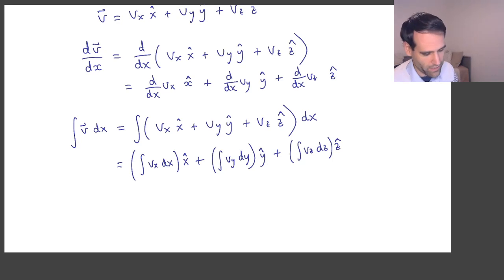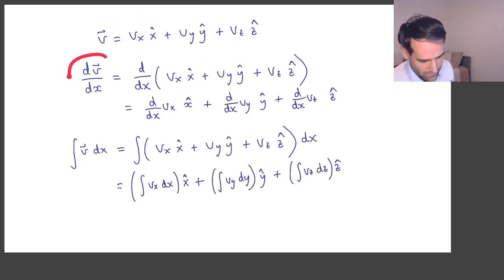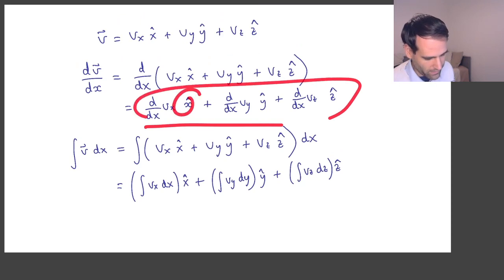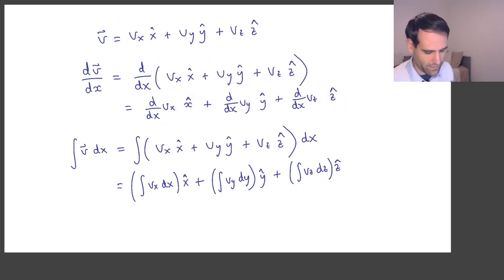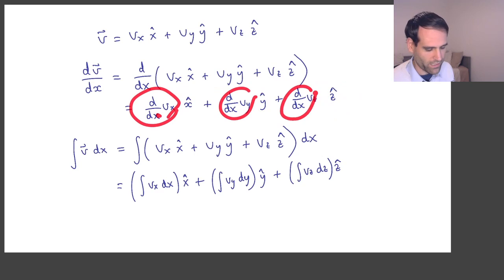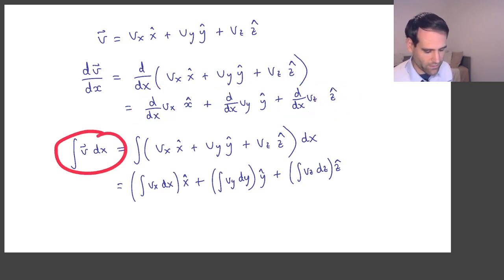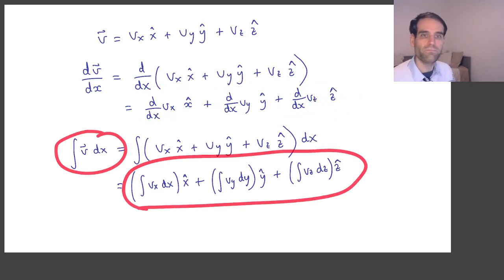With this, I could finish this chapter, and it would be enough for the rest of the module. Okay? Please note that the differential of a vector is itself a vector because it has vector components. Yeah, it has an x component, a y component, and a z component. And the integral of a vector is also itself a vector.